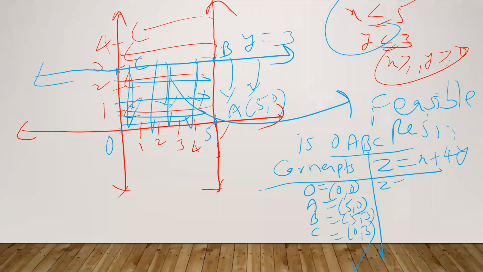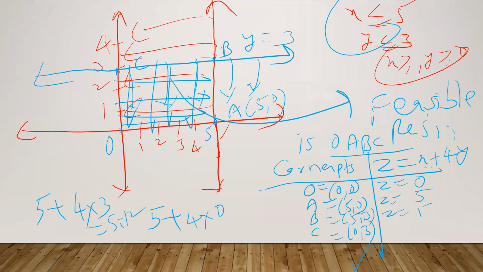So here, when you put x equal to 0, y equal to 0, you will get 0. Here, put x equal to 5 and y equal to 0, so 5 plus 4 into 0 will give you 5. And here, x equal to 5 plus 4 into y equal to 3, 5 plus 4 into 3, so 5 plus 12. So it is 17. And here z will be, x is 0, y is 3.